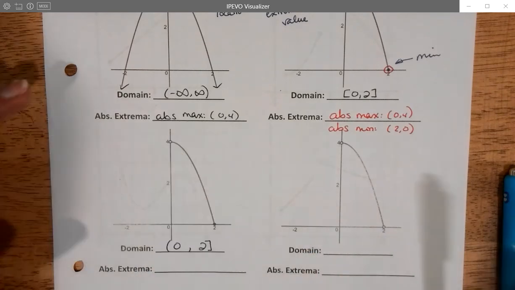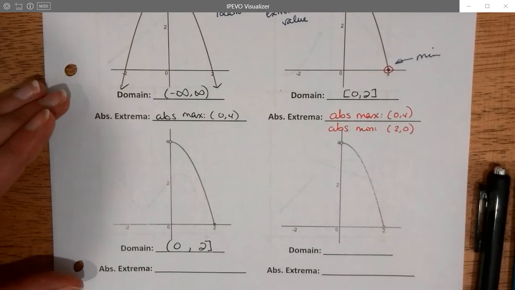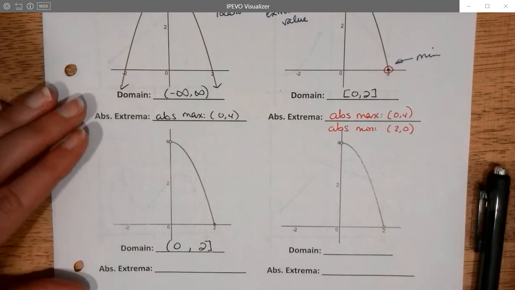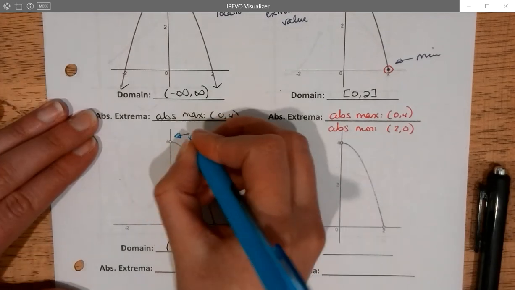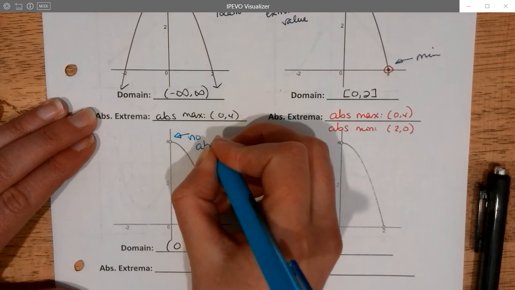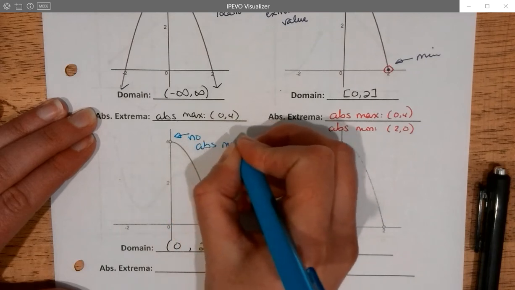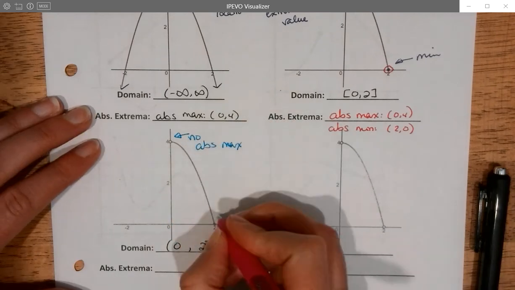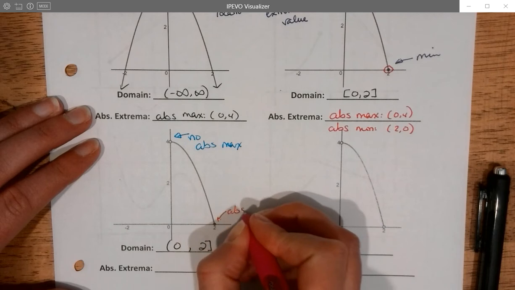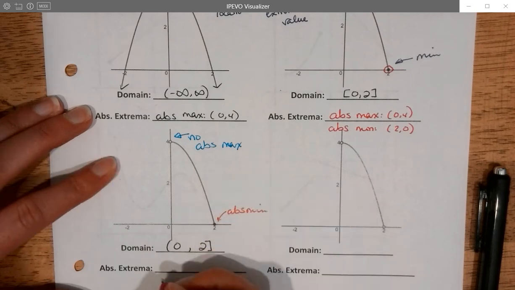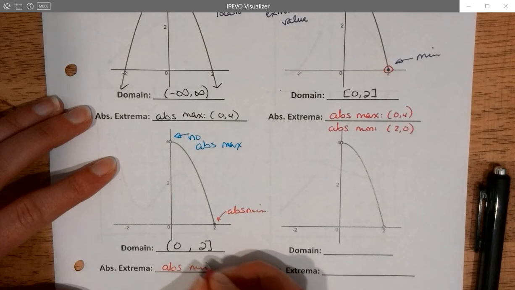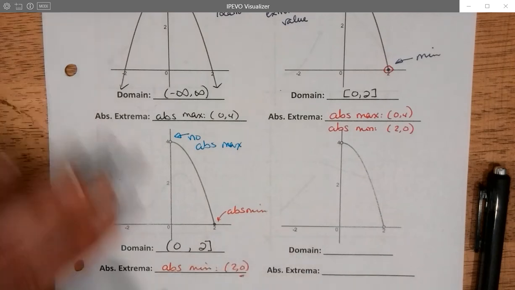The limit is 4, but f of 0 does not exist. So there is no absolute max. There is, however, an absolute min. And so our absolute extrema is that there is an absolute min at 2, 0 with value 0.